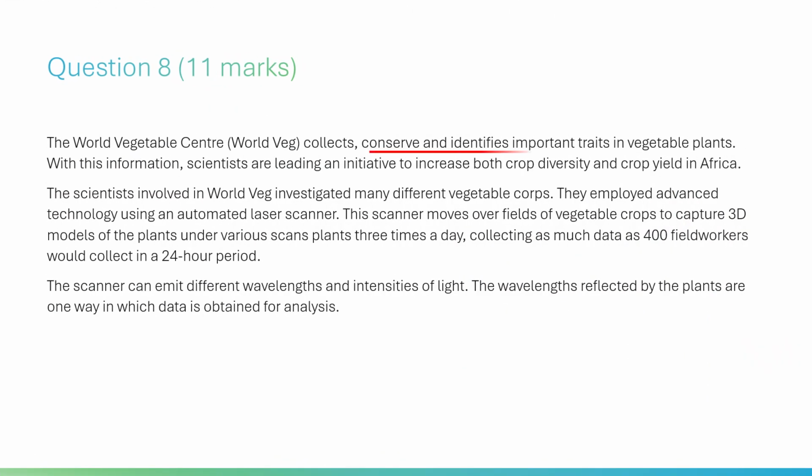The World Vegetable Center, World Veg, collects, conserves, and identifies important traits in vegetable plants. With this information, scientists are leading an initiative to increase both crop diversity and crop yield in Africa. The scientists involved in World Veg investigated many different vegetable crops. They employed advanced technology using an automated laser scanner.